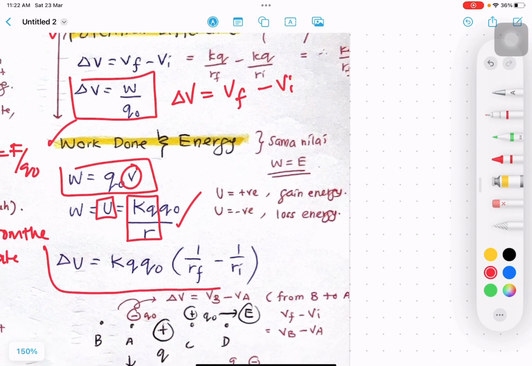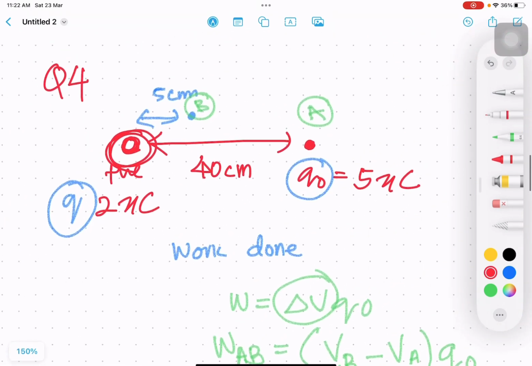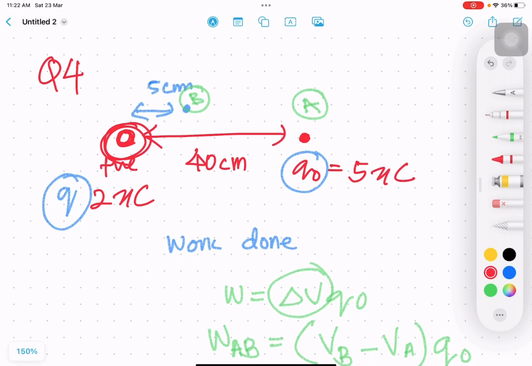So delta U here, how do we derive this? Let's have a look at one question. This is question 4 in our tutorial. Here is PC, point charge. Here is Q naught, test charge. This is the magnitude of the charge. The distance is 40 centimeter, and the question asks us to find the work done to move from point A to point B, where point B is 5 centimeter from PC.